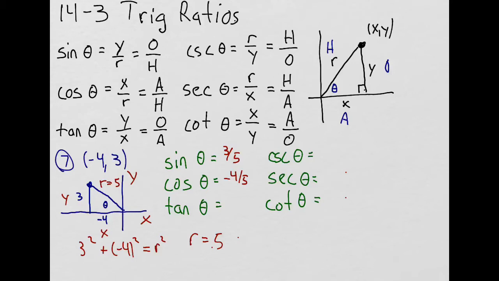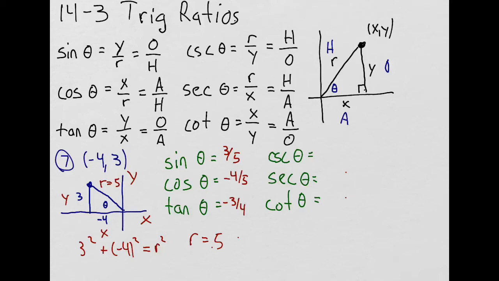Tangent. Tangent is y over x, or opposite over adjacent. So let me see. So it's going to be negative, y over x. It's going to be 3 over negative 4, or negative 3/4. Okay, the other three are piece of cake.